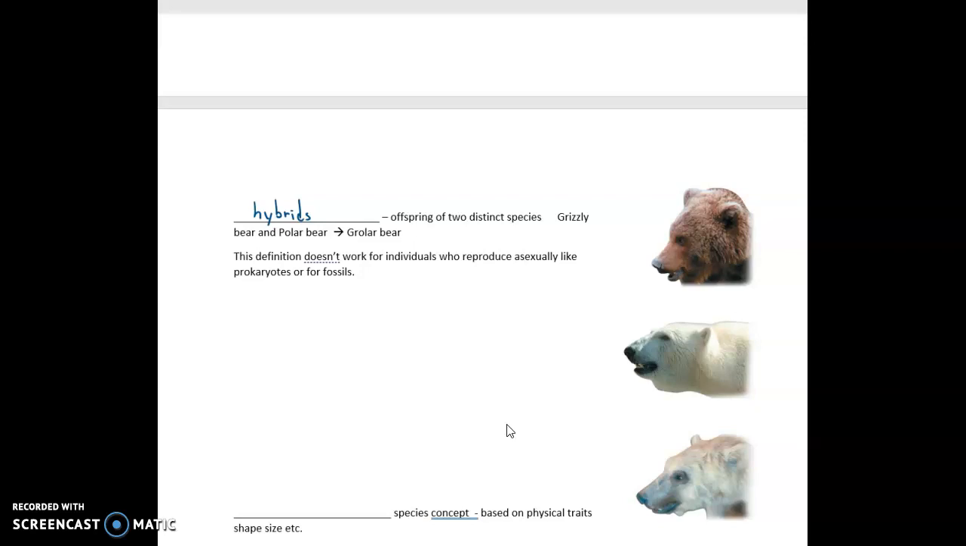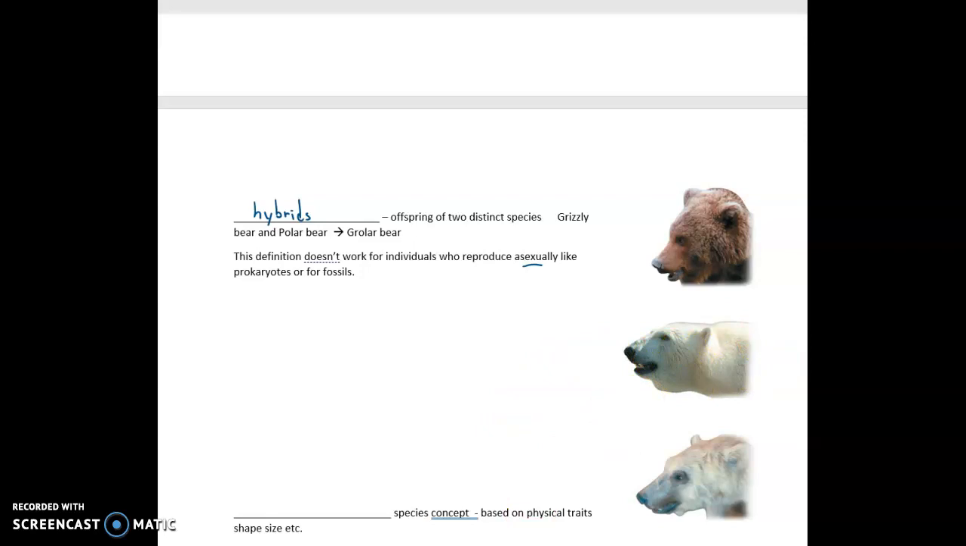So the definition of reproductive compatibility doesn't work for individuals that reproduce asexually, say like bacteria, or for fossils, animals that are long dead that we don't know how they reproduced. So we have different species concepts that we use for these groups.